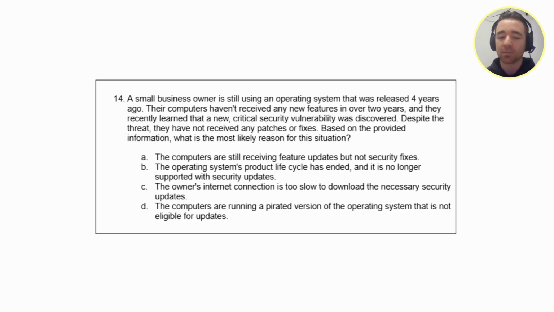Is it A, the computers are still receiving feature updates but not security fixes? Is it B, the operating system's product lifecycle has ended and it is no longer supported with security updates? Is it C, the owner's internet connection is too slow to download the necessary security updates? Or is it D, the computers are running a pirated version of the operating system that is not eligible for updates? Pause the video if you need more time.